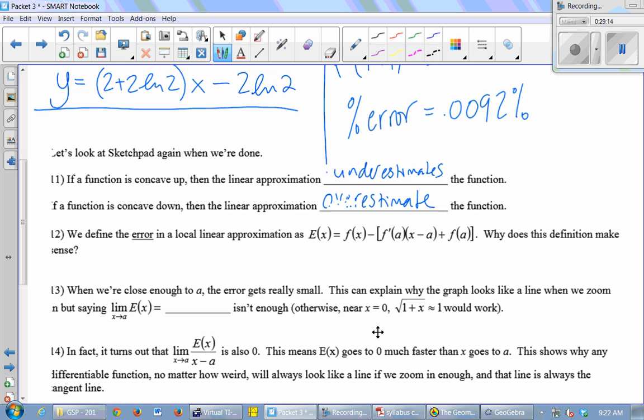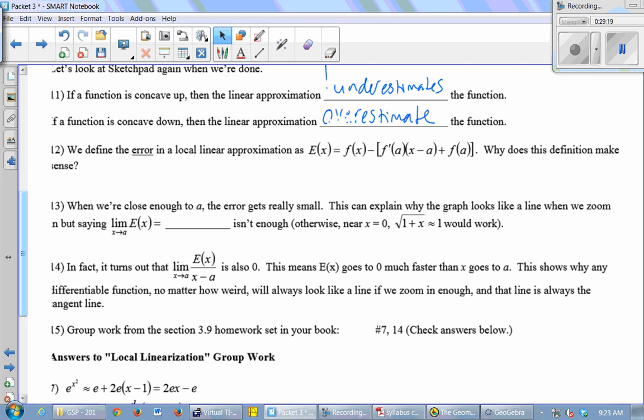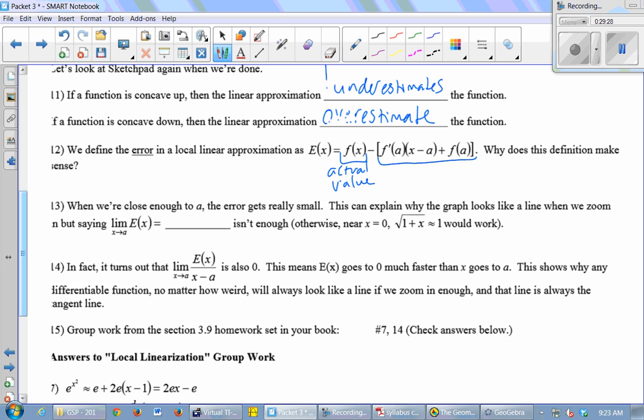Okay, so now we define the error in a local linear approximation. We've already been doing this as the difference between the actual value and then this whole notational mess there, which is just the value you get when you plug A into the tangent line. So this is the tangent line approximation. Okay, so the error is just the difference between the two. So when we're close enough to A, the error has to get really small. When you're close to the point of tangency, the error goes to 0.